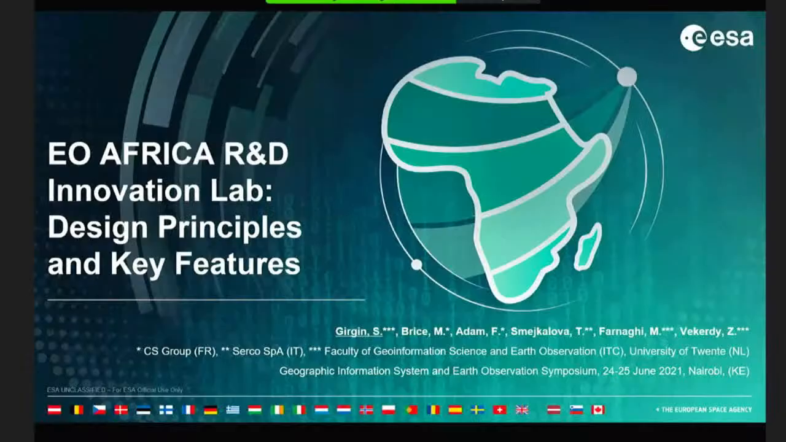We're going to have online Sirika Girgin from ITC. Sirika, if you can hear us, would you just confirm? Sirika? Yes, good afternoon. The floor is yours, please. Thank you very much. Yes, we can.